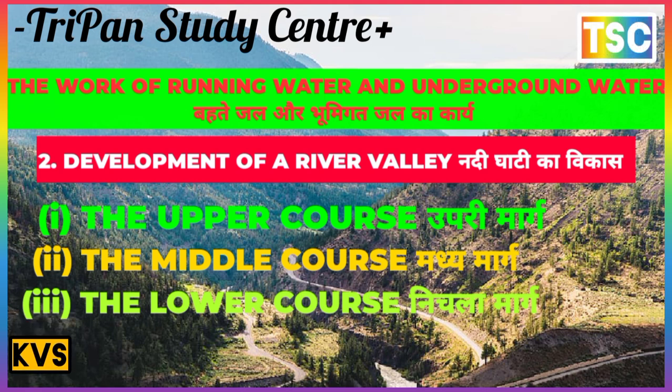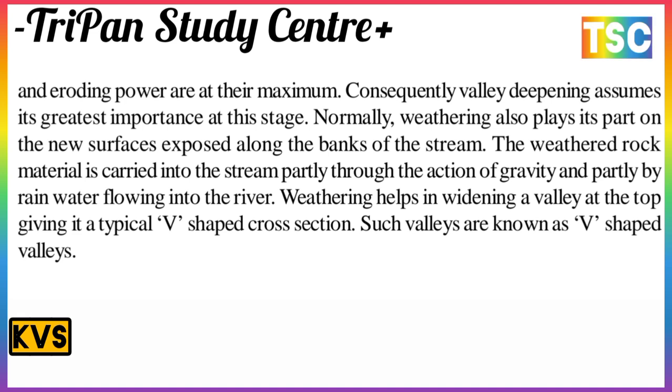The upper course is the mountain course, beginning from the source of the river in a hilly or mountainous area. The river tumbles down steep slopes and as a result its velocity and eroding power are at their maximum. Consequently, valley deepening is the greatest and most important at this stage.